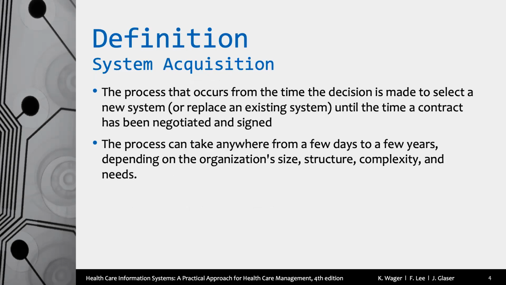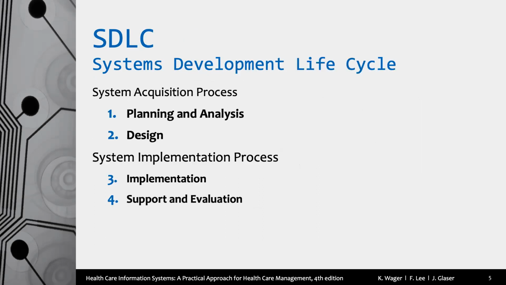So we define system acquisition as the process that occurs from the time the decision is made to select a new system, or in many cases replace an existing system, until the time a contract has been negotiated and signed. This can take days. This can take years. Usually it doesn't take years. More often than not, it's many months, because you have to give vendors an opportunity to respond to your request. And we'll cover more of that as we move forward.